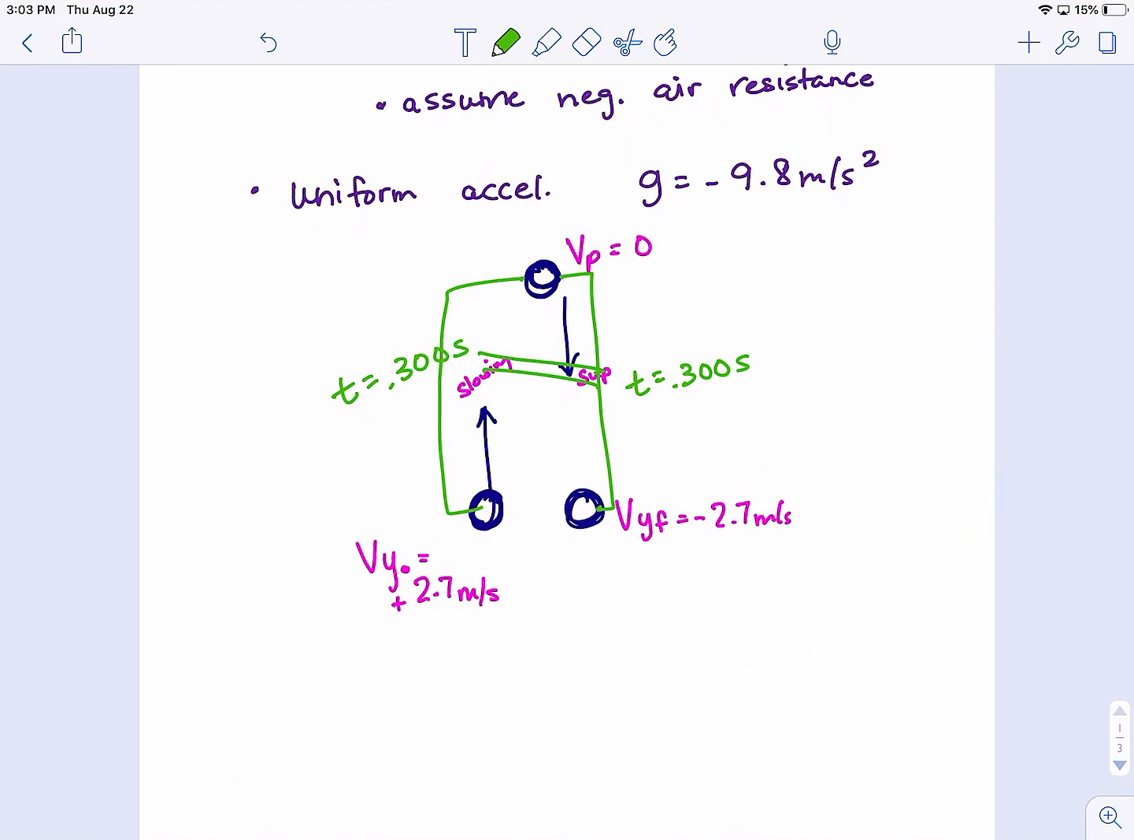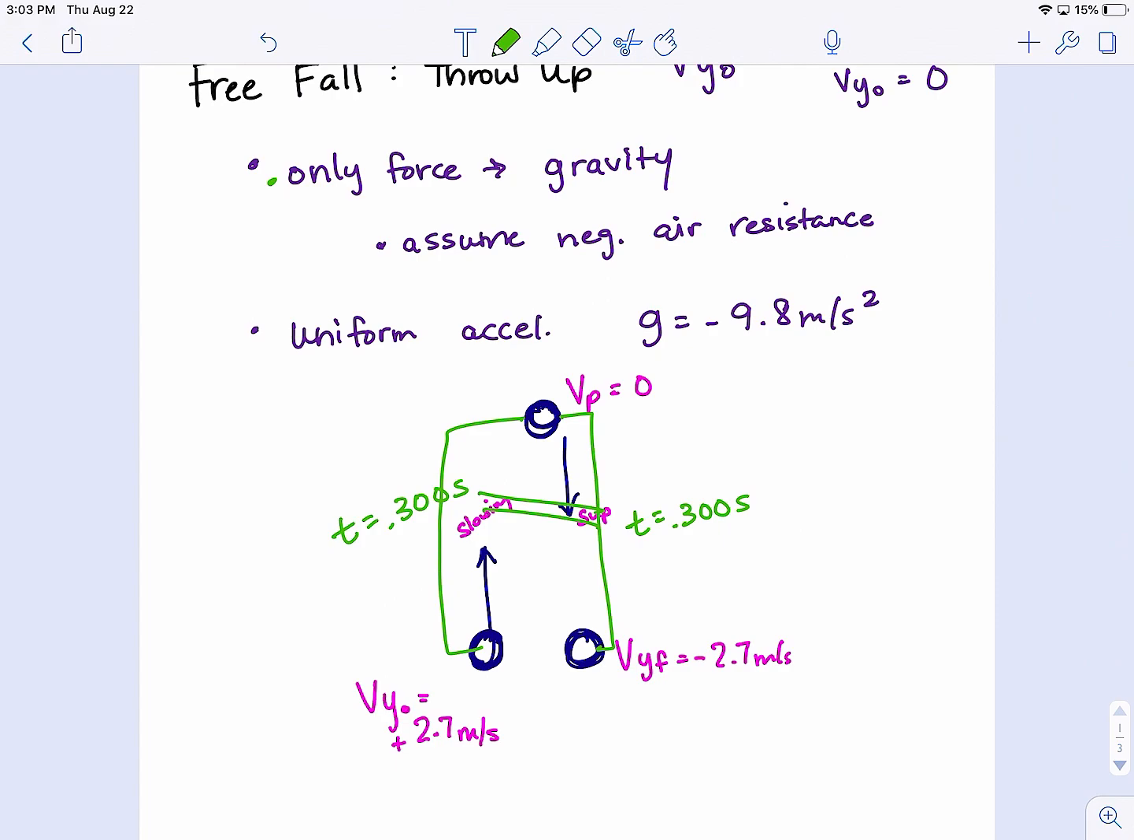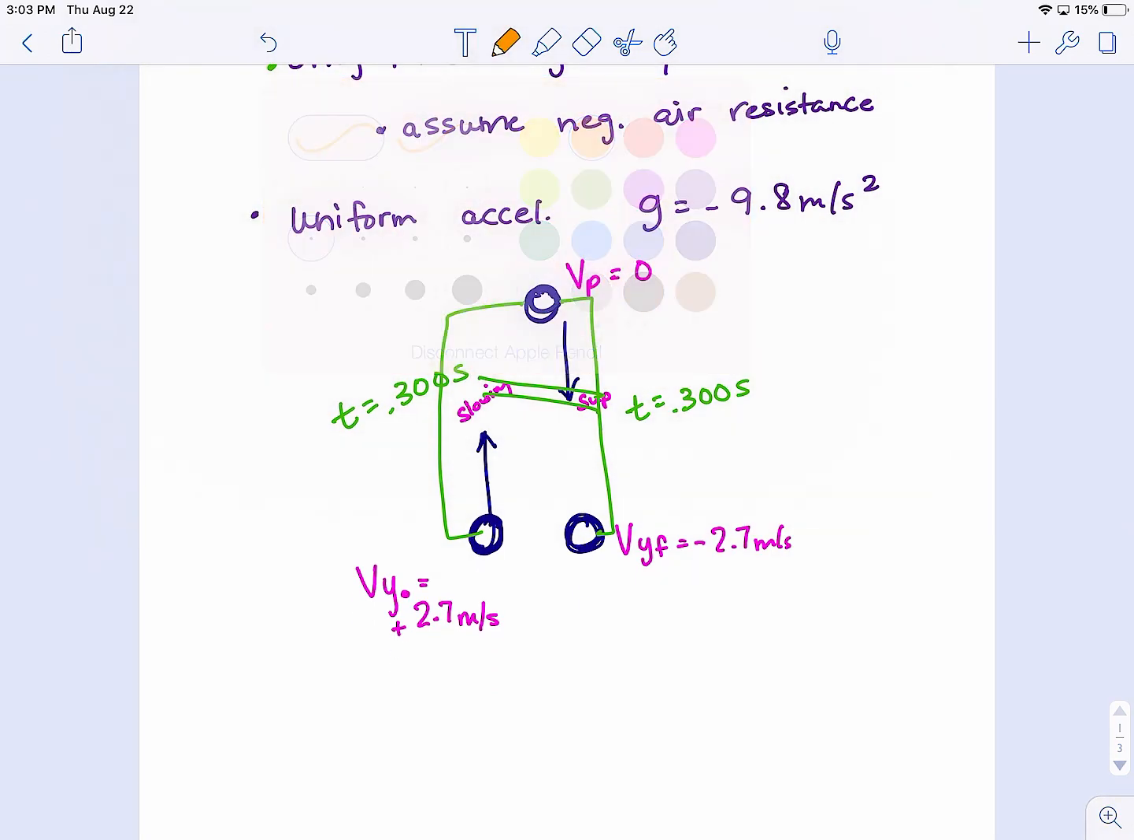So is the ball freely falling on the way up and on the way down? Well, let's look at our definition. On the way up, after the ball leaves our hand, is the only force gravity? Yep. Does the ball have a uniform acceleration? Yep. So remember, the acceleration here was around negative 9 meters per second squared. The acceleration at the top was around negative 9 meters per second squared. And the acceleration on the way back down was around negative 9 meters per second squared. So that's uniform acceleration on the way up and on the way down and at the peak.